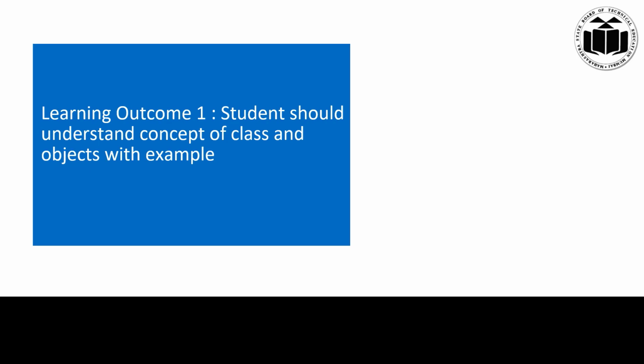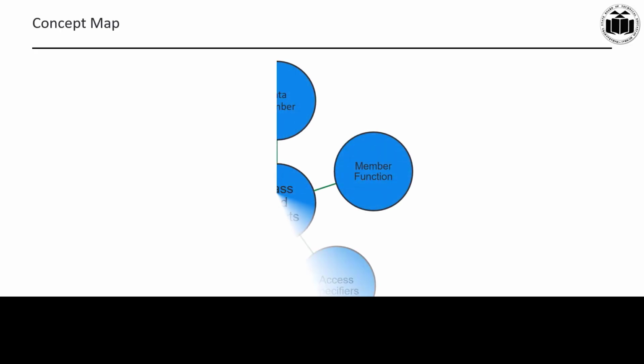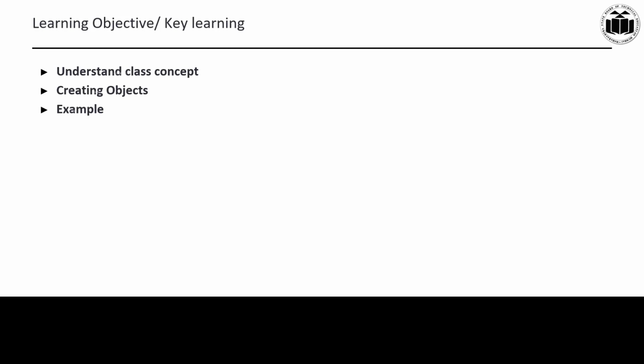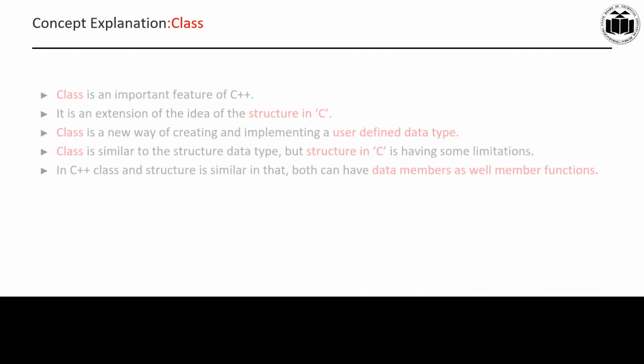So in Learning Outcome 1, first we will see how you will understand the concept of class and object with a concept map. The concept map consists of class and object. So class consists of data members, member function, access specifier, creating object and example. By using all this, we will develop and implement small programs. So the key learning concept is the class concept, creating object and examples.